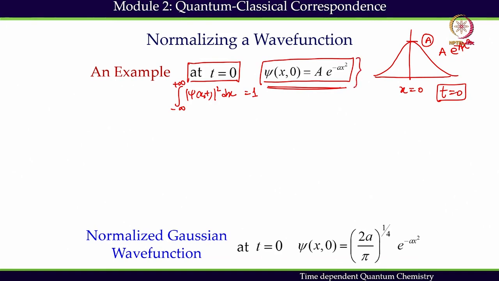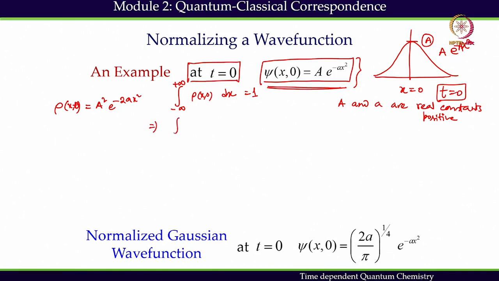And the question is, if I have this wave function, how can I normalize it? Obviously, here A and a are real and positive constants. So, the first thing we need to do is find the density distribution function at time equals 0, which is A^2 e^(-2a x^2), and this is nothing but the density, rho(x,0). So, I have to integrate this equation, the integral of A^2 e^(-2a x^2) dx equals 1.